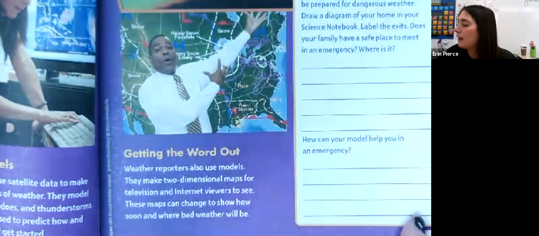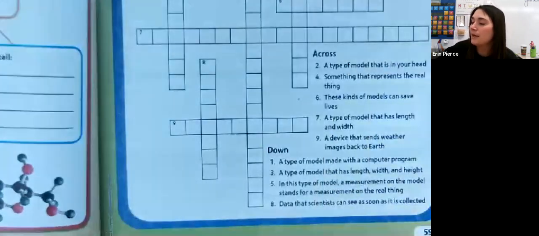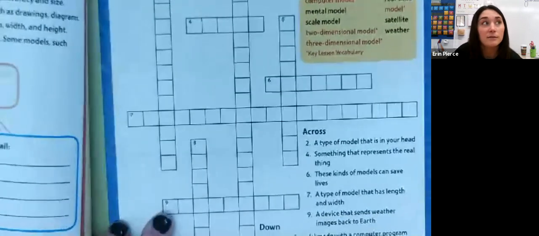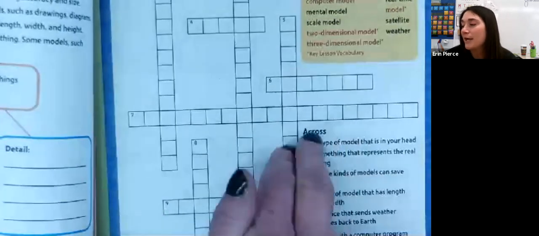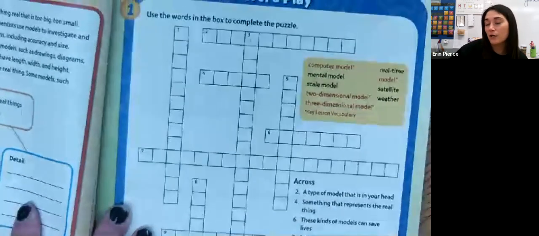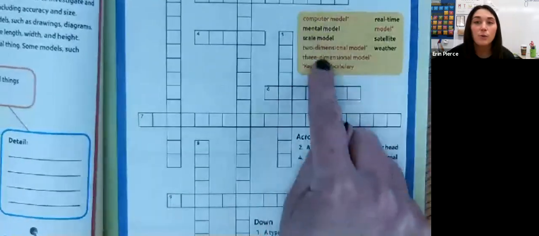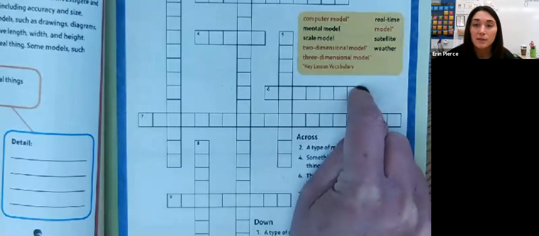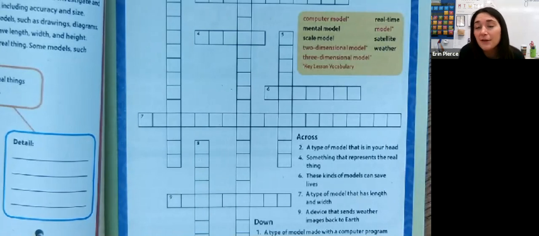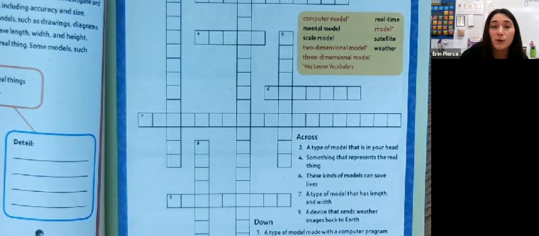Let's skip this thing about the family and let's go ahead and try to do the brain check on page 59. It is a crossword, and in this crossword, you're going to use the word bank on the right to fill in your answers. I'm going to give you guys about 5 minutes to see if you can fill in the crossword on page 59.